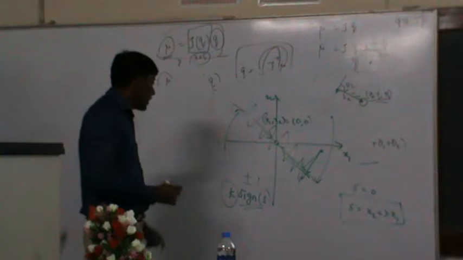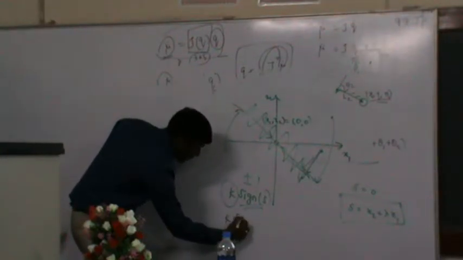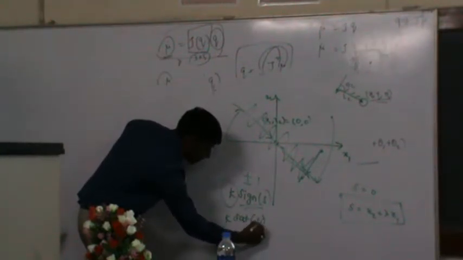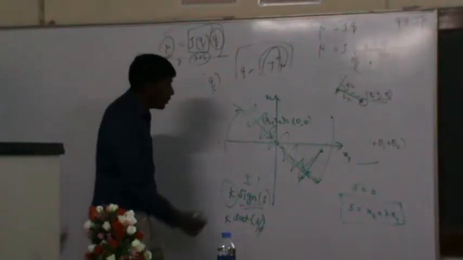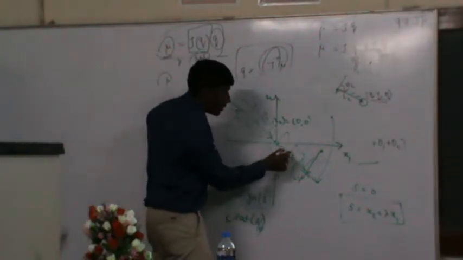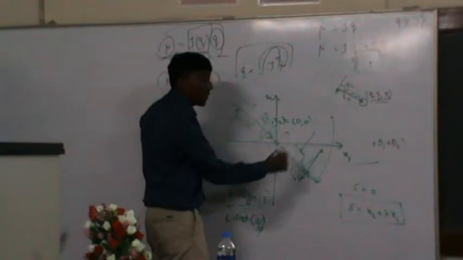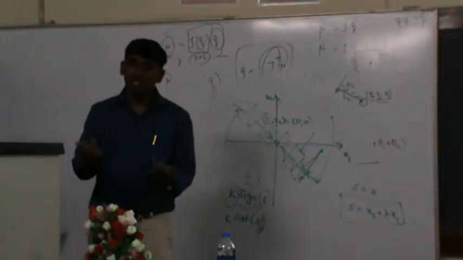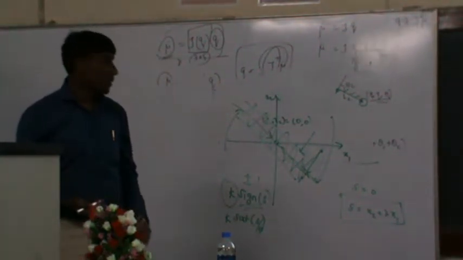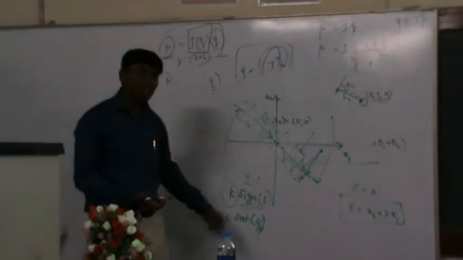People said you can take something like saturation of S. They will come up with a boundary. Within this boundary it will act as a PD, and outside it will act as a sliding mode. This is the conventional way to reduce the chattering.